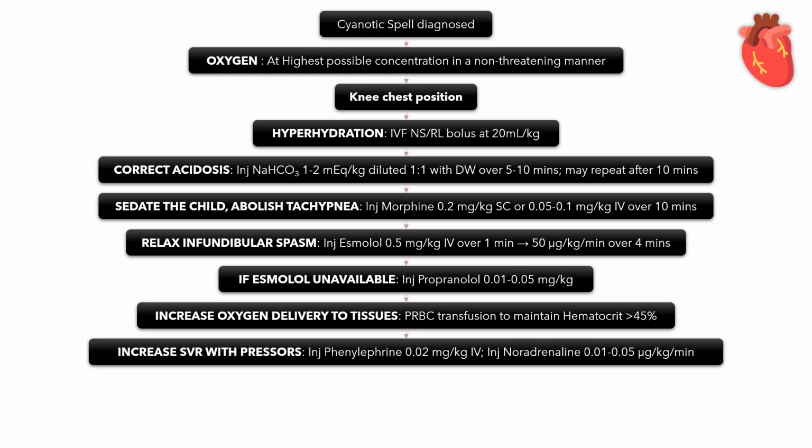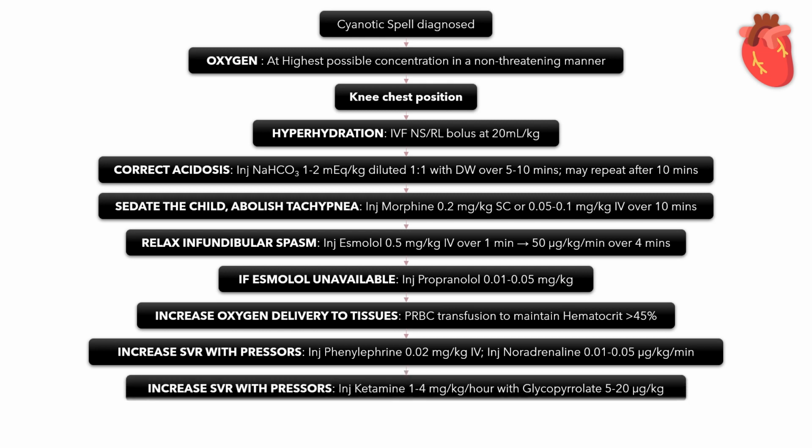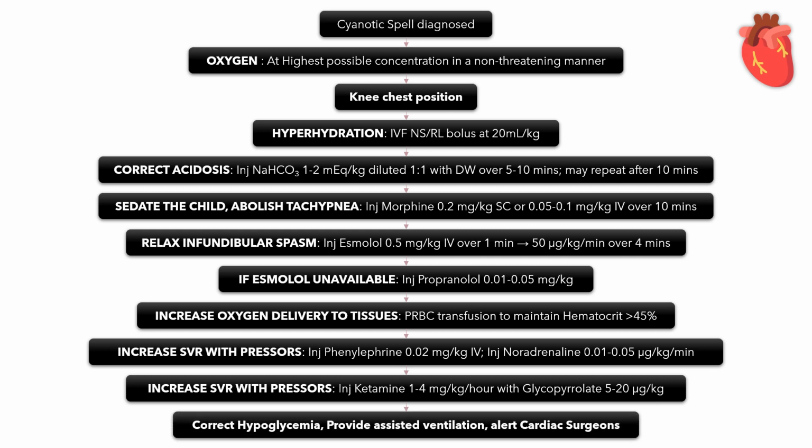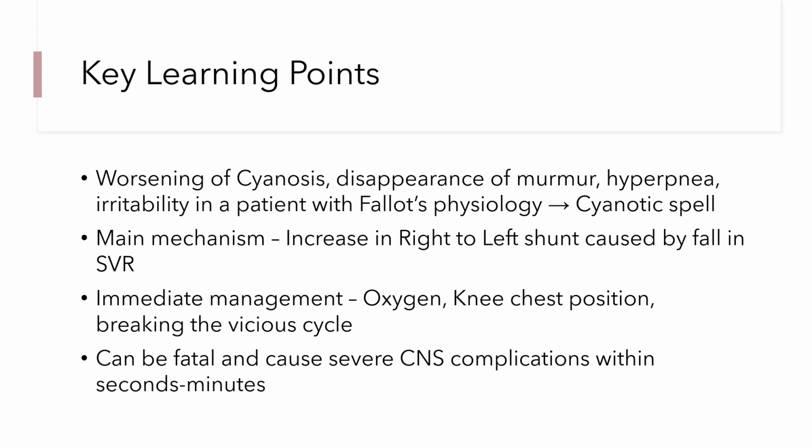If this also doesn't work, we have to increase the systemic vascular resistance with pressors like injection phenylephrine or injection noradrenaline. If this also doesn't work, we have to increase the systemic vascular pressure further by giving injection ketamine with glycopyrrolate. If this also doesn't work, we have to correct the hypoglycemia, provide assisted ventilation and alert the cardiac surgeons, because the occurrence of a cyanotic spell in a patient of Tetralogy of Fallot is an indication to undergo corrective or palliative surgery.